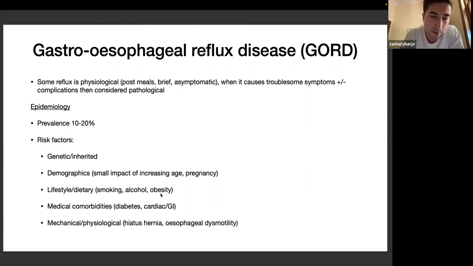Lifestyle and dietary, so the classic risk factors are smoking, alcohol, obesity, for similar reasons to pregnancy. It's got a bit of an association with some medical comorbidities, and then obviously you've got mechanical or physiological esophageal disorders that can predispose to it.